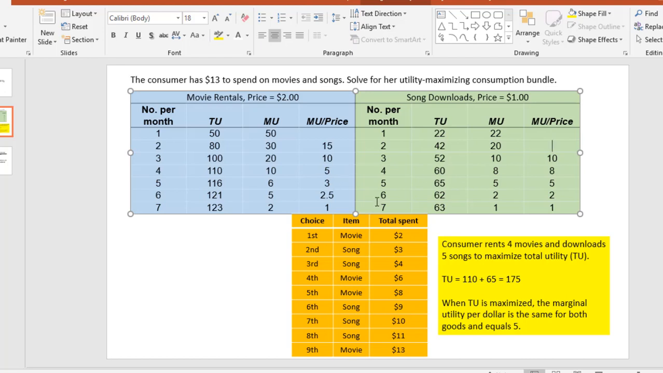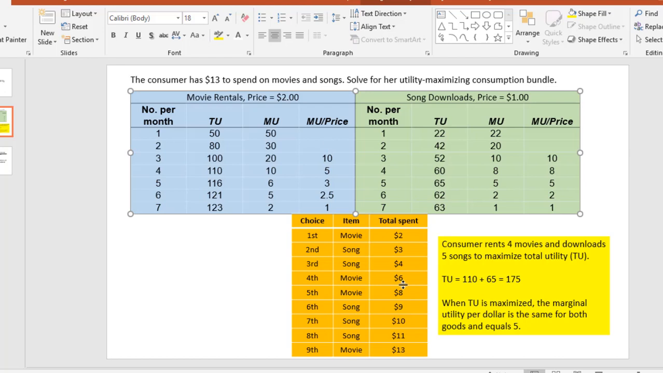So now our comparison is between getting our second movie, or getting our third song. The second movie provides more marginal utility per dollar than the third song. So we're going to get now a movie, and I'll delete that. So our fourth choice was a movie, and total we spent $6.